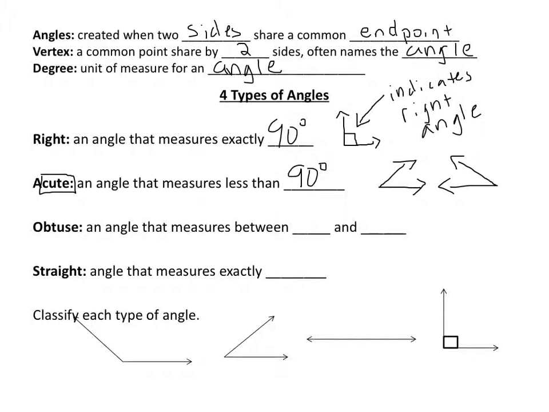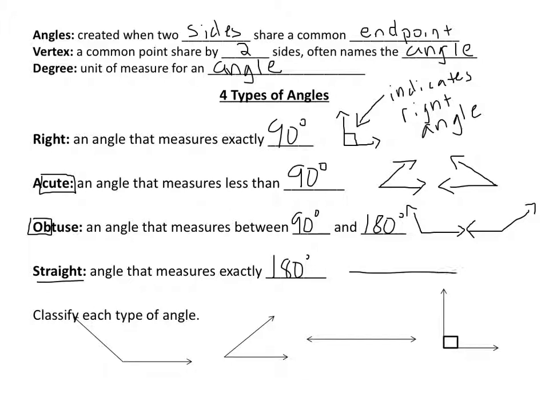Then we have an obtuse angle that measures between 90 and 180 degrees. So obtuse, it's a big angle. It's going to be open wider than a square. And then a straight angle is an angle that measures exactly 180 degrees. Straight is just that. It looks like a line.